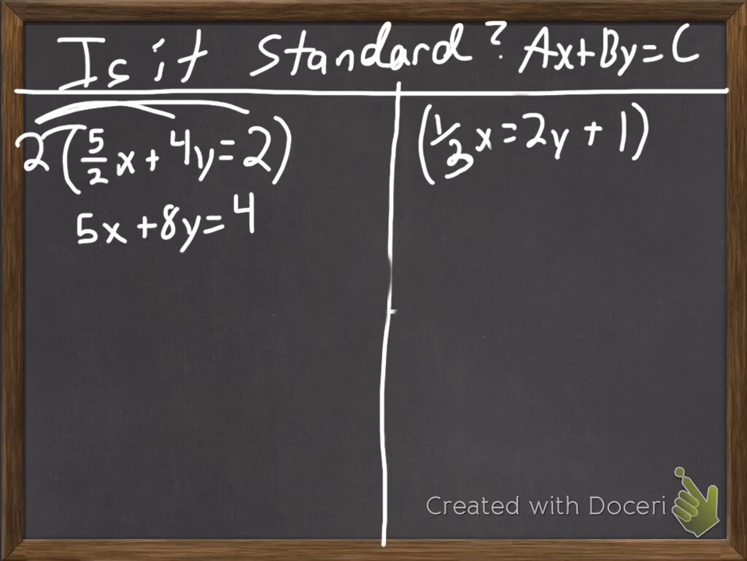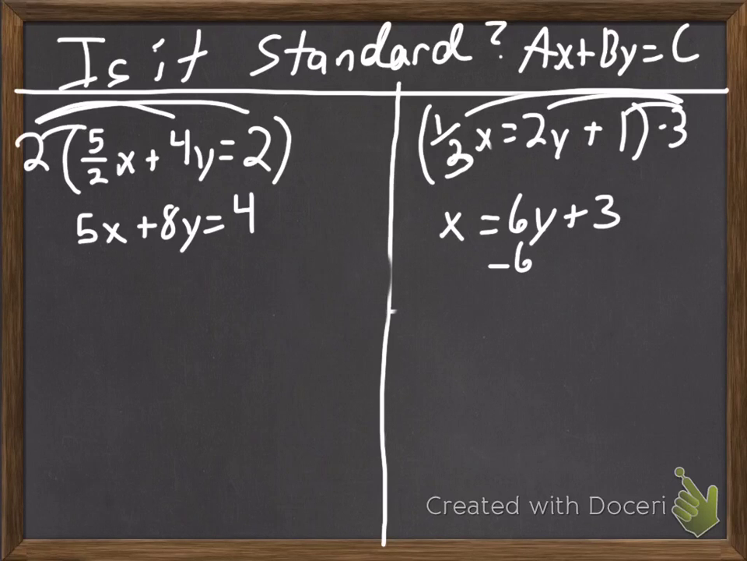I have a 1 over 3, so to get rid of that 3, I've got to multiply by 3. Multiply everything by 3. So that gives me x equals 6y plus 3. Now I want to move that 6y. So we get x minus 6y equals 3. Please note that I did keep it in that order of ax plus by.